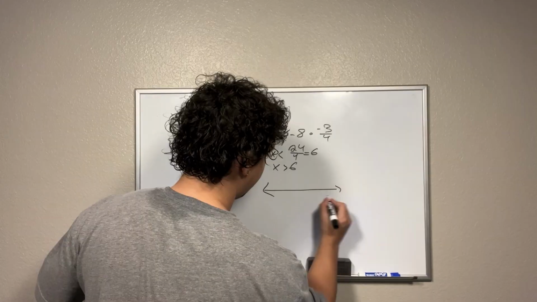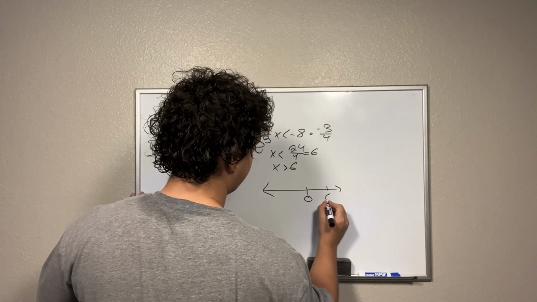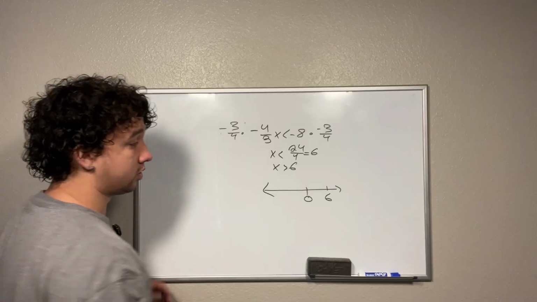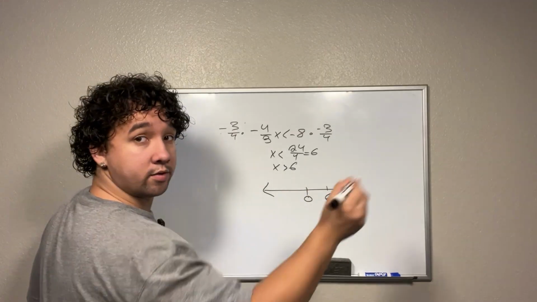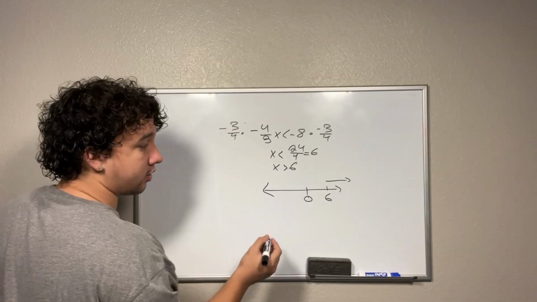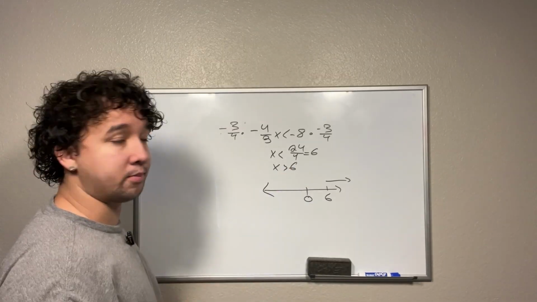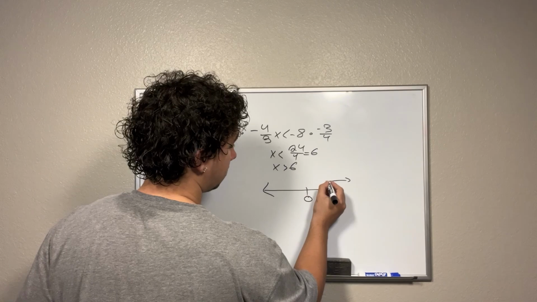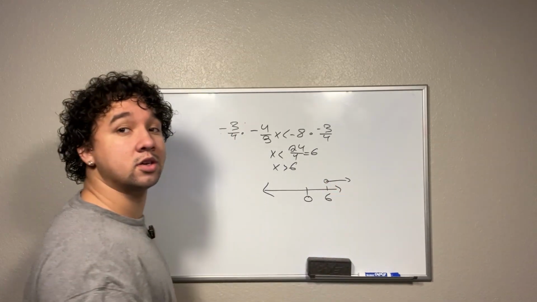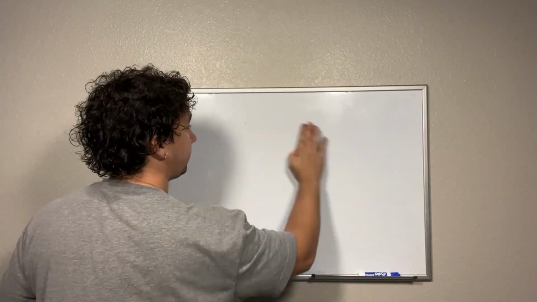I draw my line here. I put down a 0, put down 6. Well, x is greater than 6, which means, is it going towards 0 or away from 0? That's right, it's going away from 0 this time. And since it is greater than, that means that 6 is not included, right? 6 is not an answer because 6 is not bigger than 6. So I put a hollow circle right here to represent, hey, just so you know, I know that 6 actually isn't an answer in this case.